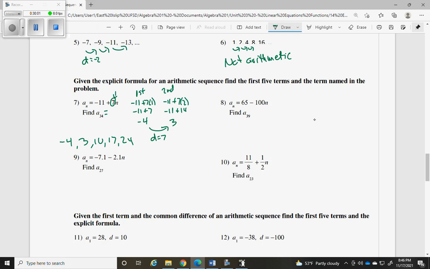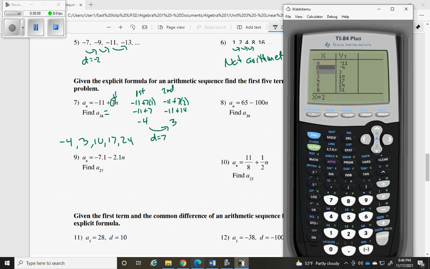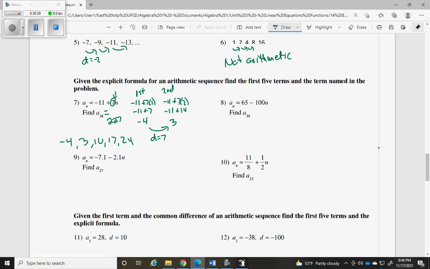They want me to find a sub 34. That's the 34th number in line. Why don't you just scroll down to the 34th number here. Now sometimes scrolling a lot on your calculator takes time. Maybe it would be easier just to plug that number in, but I want to tell you that you could do this, right? When x is 34, I get a 227. So you can use your calculator to help you do this stuff.